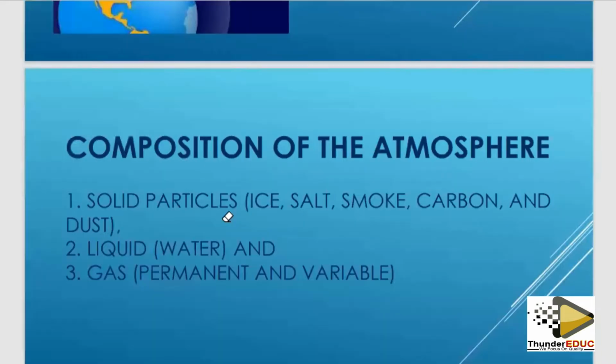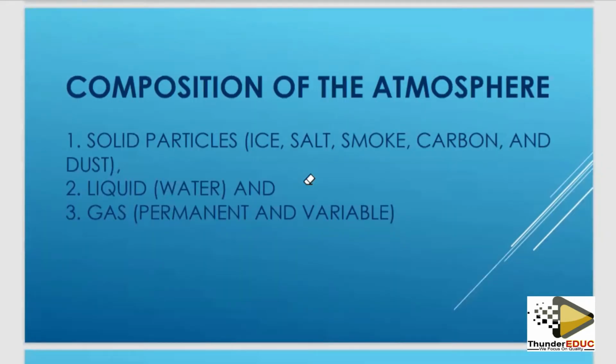Right. We said we want to start by looking at the composition. Given now that we have defined what the atmosphere basically is, we now want to look at the composition. And we said by composition, we are looking at the different constituents which make up the Earth's atmosphere. In the first instance, the Earth's atmosphere is composed of some solid particles. By solid particles, we are referring to particles like ice, salt, smoke, carbon, and dust. Those particles basically come from the Earth's surface.